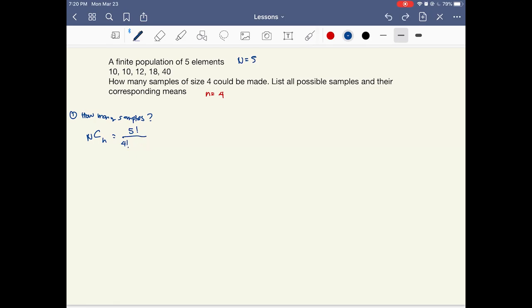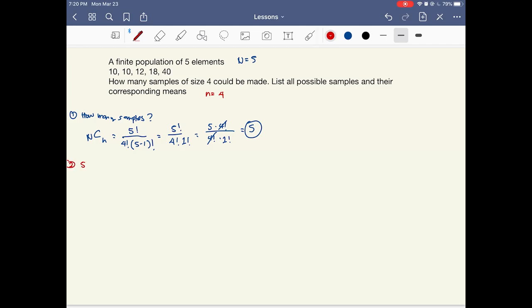So, to avoid confusion, let's put it in the formula. We would have 5 factorial over 4 factorial, 1 factorial. 5 times 4 factorial over 4 factorial times 1 factorial. And cancel it. So, we have 5. We must have 5 samples.